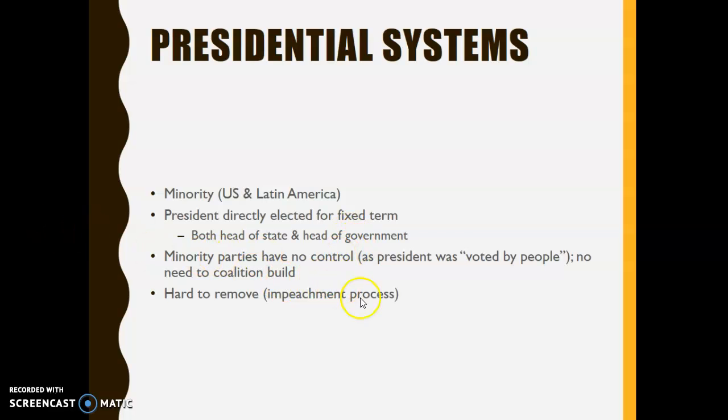Because the president is elected by the people and not by parliament, it is much harder to remove him from office. They can't just say, hey, we put you there, we can take you back out. Instead, to remove a president from power, there's what's called an impeachment process. Impeachment is a legal proceeding that attempts to remove a president from office.